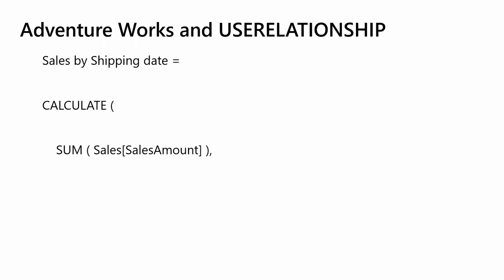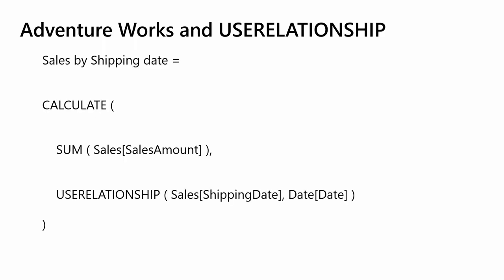To do this, it can use the USERELATIONSHIP function within the CALCULATE function. First, AdventureWorks creates a Sales by Shipping Date measure. Then it inputs the CALCULATE function, followed by the required argument in parentheses. In this argument, the SUM expression calculates the total of the Sales Amount column from the sales table. The USERELATIONSHIP function changes the context of this calculation by switching the active relationship from the sales table's order date column and the date table's date column to the sales table's shipping date and the date table's date.